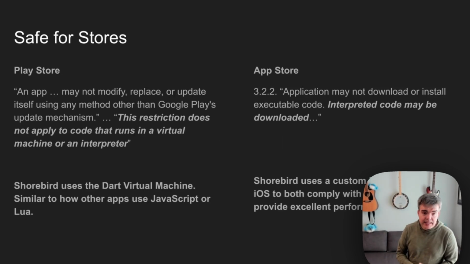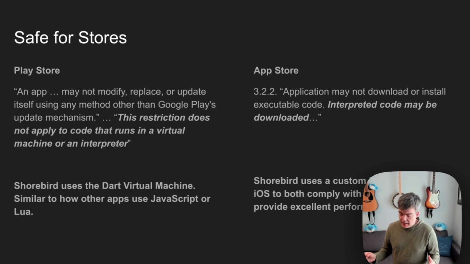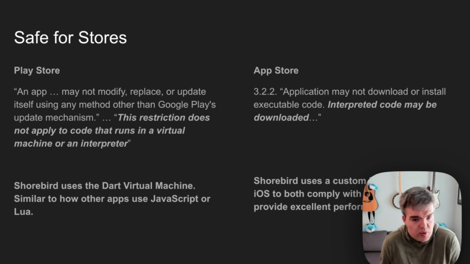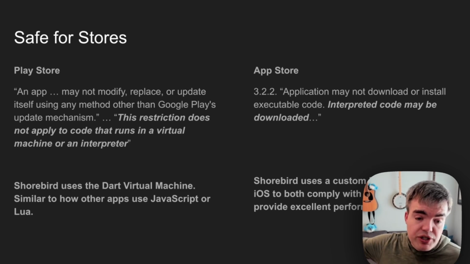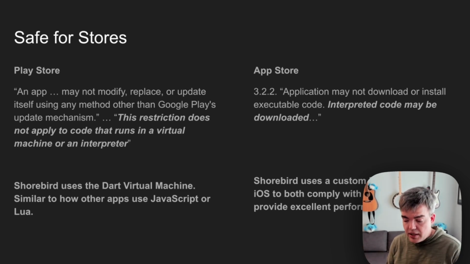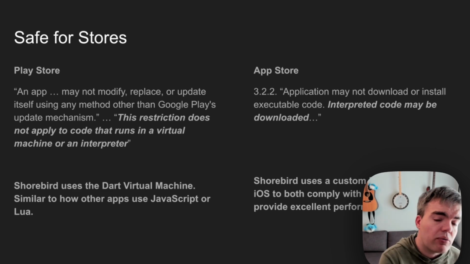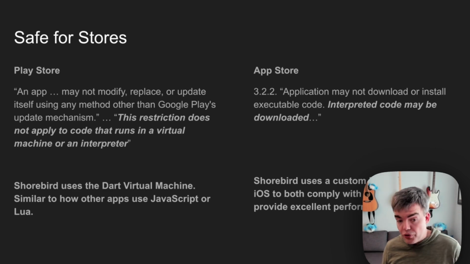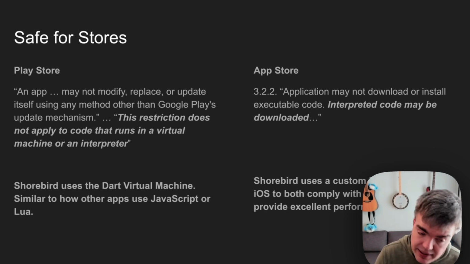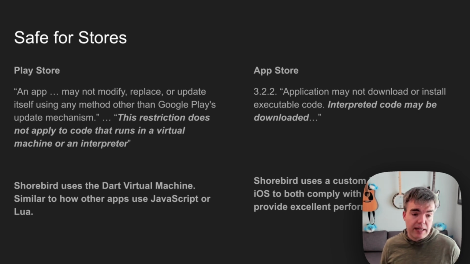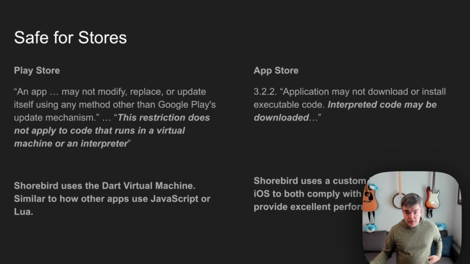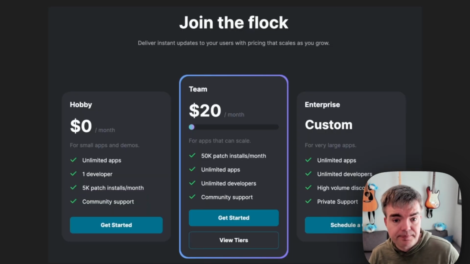Another question that we commonly get is, how does this relate with the stores? As I mentioned earlier, this is just what every large app does. Now, many of these large apps have written their own code push systems, but essentially, none of this code push is any different than what you could already do with a web view. There were things that we needed to do in order to comply with the technical restrictions on both stores. For example, the Play Store only allows updates if they run inside a virtual machine or an interpreter, which we do. And similarly, we had to build an interpreter for Dart in order to comply with the App Store's interpreted code restriction.